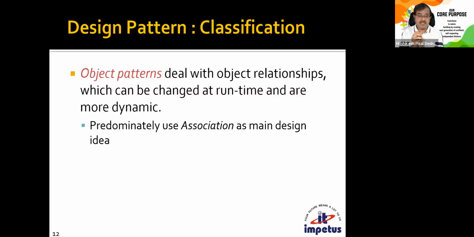We predominantly use association as the main design idea. So it's not composition, it's not inheritance, it is composition or association. When I say association, we can talk about various types of association. Based on the degree, whether the association is strong or weak, we can say whether it is composition or not, but composition is a kind of association. So here we are going to use association as a major idea.